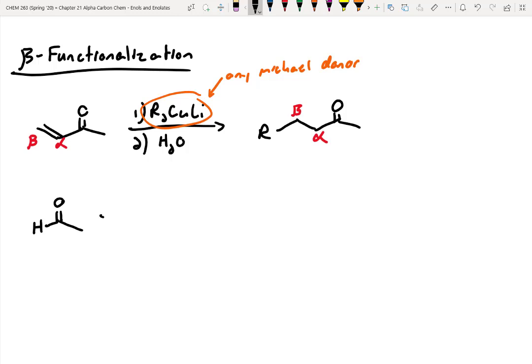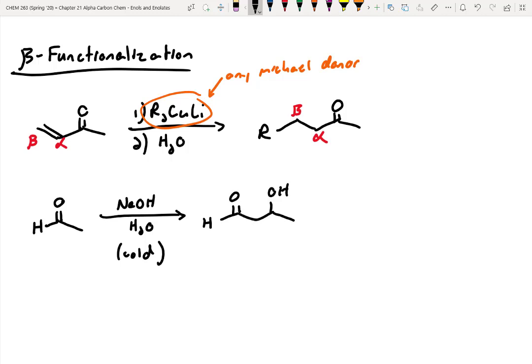All right, the other reaction we saw, although it was earlier in the chapter, was when we take some sort of aldehyde, or in some cases ketones, treat it with sodium hydroxide and water under cold temperature conditions, we can get that Aldol addition reaction. And with the Aldol reaction, we're actually going to make a beta functionalized aldehyde. In this case, we've got an alcohol coming off a beta position. The alpha position is still that original alpha position, but if you remember, it actually attacks itself.